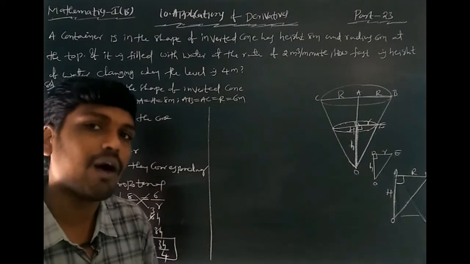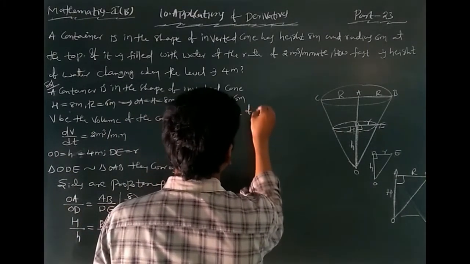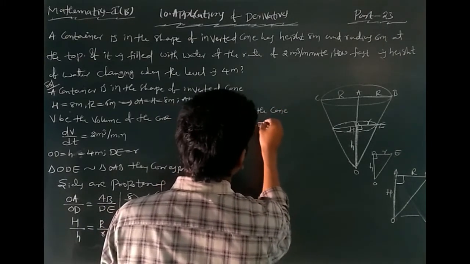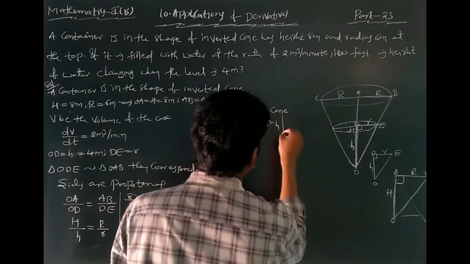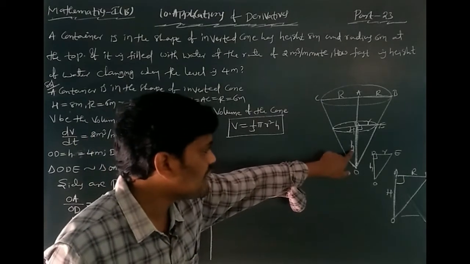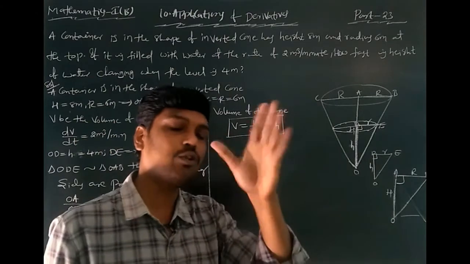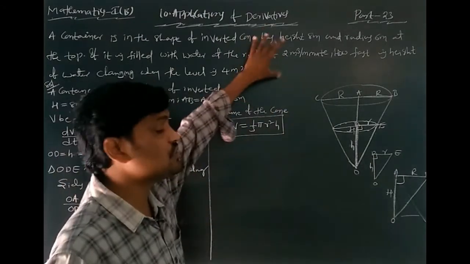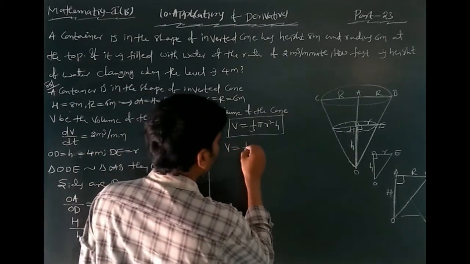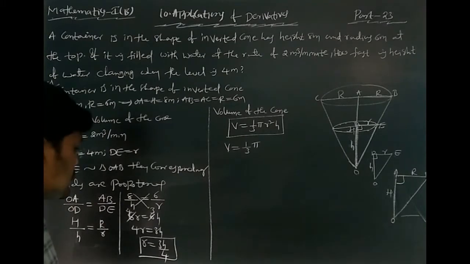Next you can write the formula, the volume of the cone formula. What is the volume of the cone? V equals 1 by 3 pi r square h. This is the volume of the water level cone. Here height you take h, radius you take r. Understood or not? In this way you can do every problem. In this model, this is a very important problem. That's why you can write V equals 1 by 3 pi. What is the value of r? Here small r is what here?